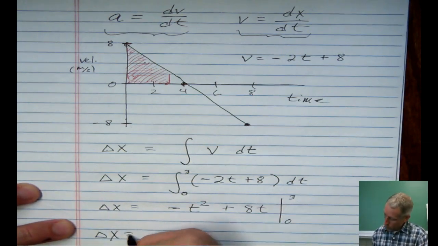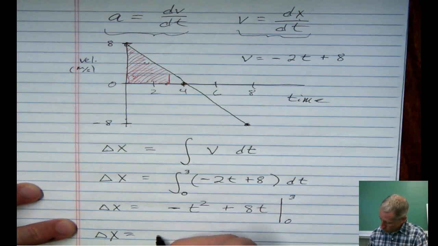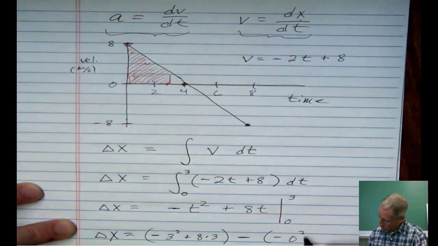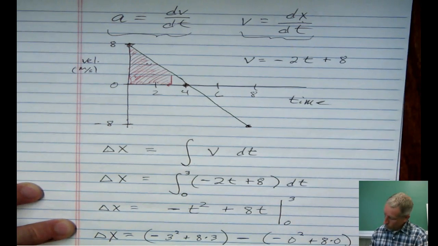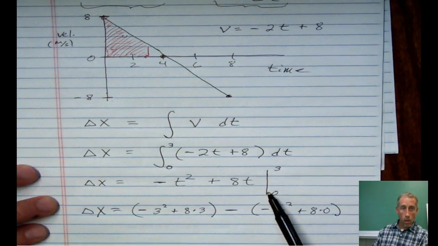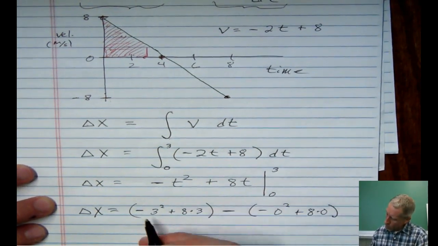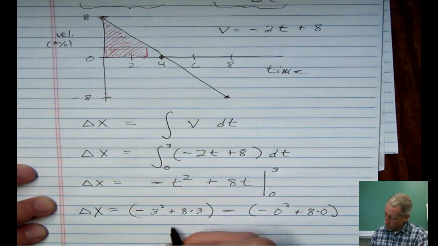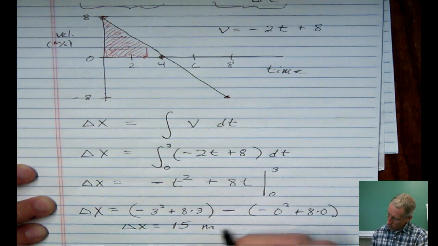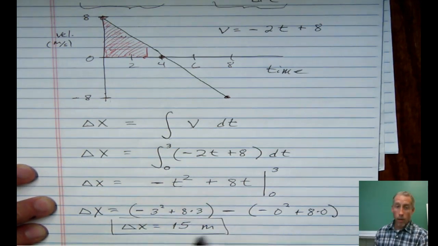So here again, we're almost done. We're going to put in a 3 here. So this would be negative 3 squared plus 8 times 3. And then we put in 0. It's kind of silly to put in zeros here, but we will anyway. So it's the difference between what we get when we evaluate it at the upper limit minus the lower limit. And so my math says this is negative 9 plus 24, that's positive 15, and then minus 0. So that means our delta x is 15, and that would be meters. I'm going to put units in since I'm about done.